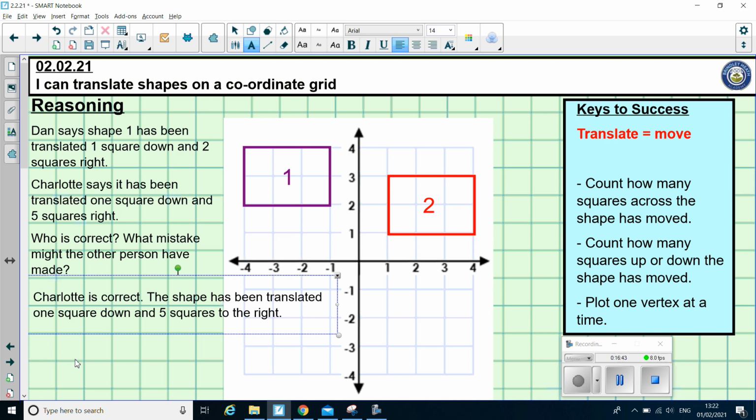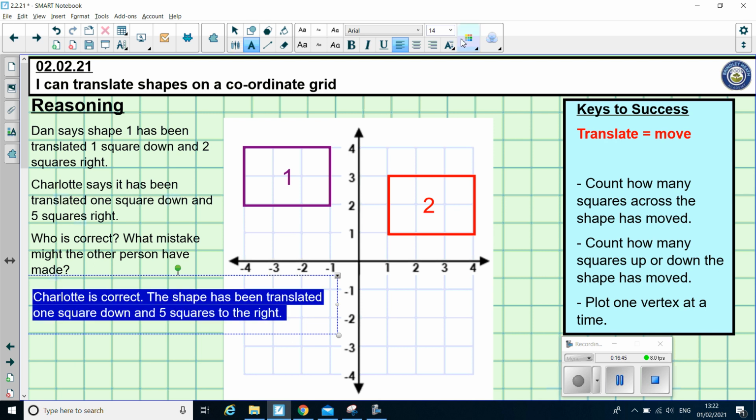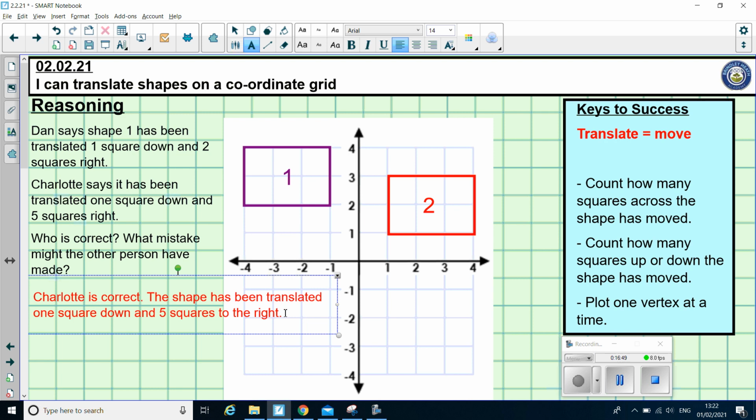We want to work out what Dan has done wrong. So Dan said it had been translated 1 square down and 2 squares to the right. But it looks to me, if I took this one vertex here and went 1 square down and 2 squares to the right, that meets this line. It looks to me like Dan's just worked out how much across it's gone. He hasn't thought about each vertex or each corner individually.